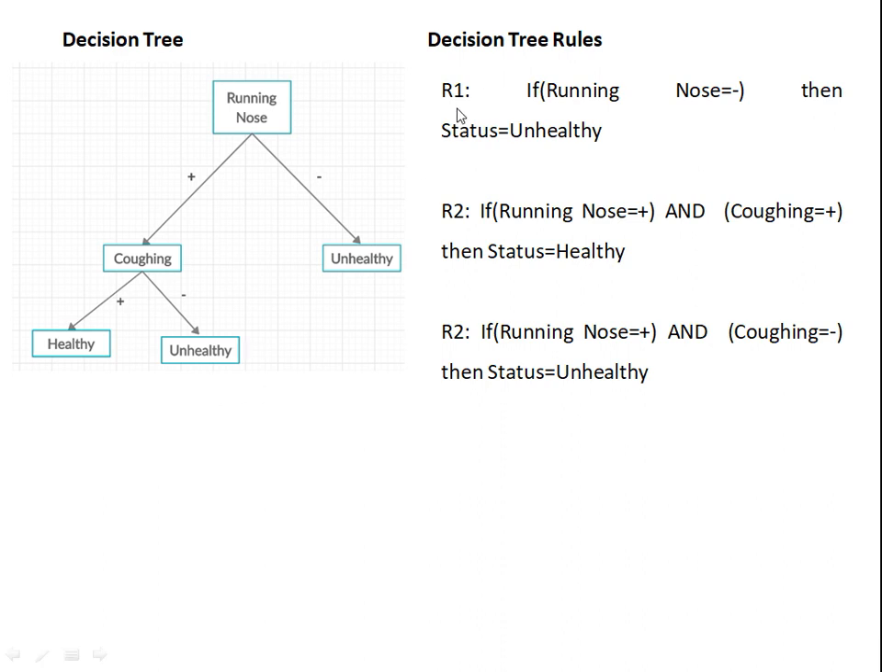We are getting the rules: if running nodes is minus, then unhealthy. If running nodes is plus and cuffing is plus, we get the status healthy. This is the R3 rule, that is the third rule. If running nodes is plus and cuffing is minus, then status is unhealthy. So this is all about the decision tree, that is how to solve a problem using a decision tree with the help of entropy and probability.